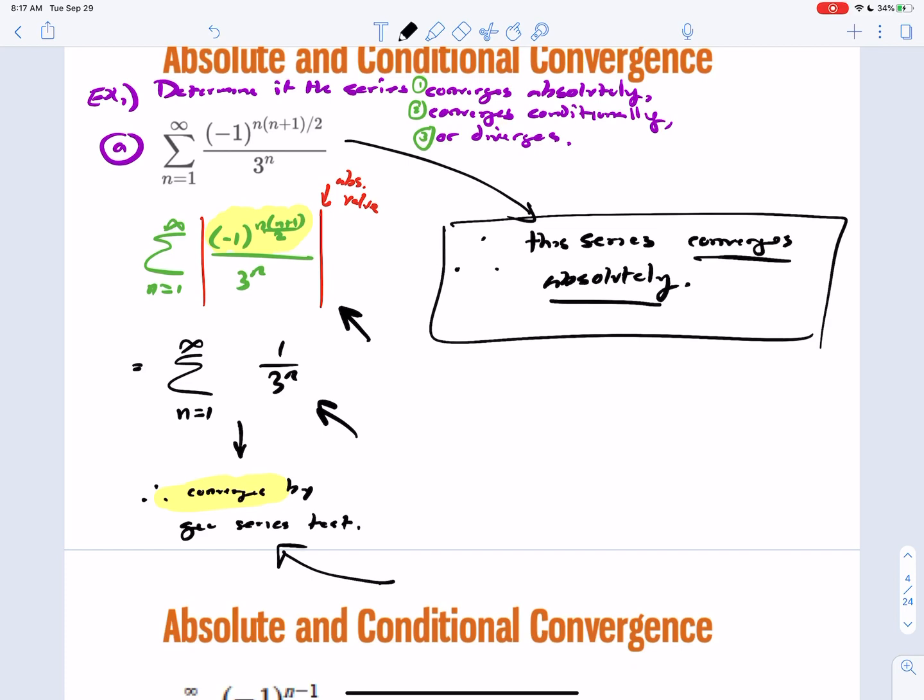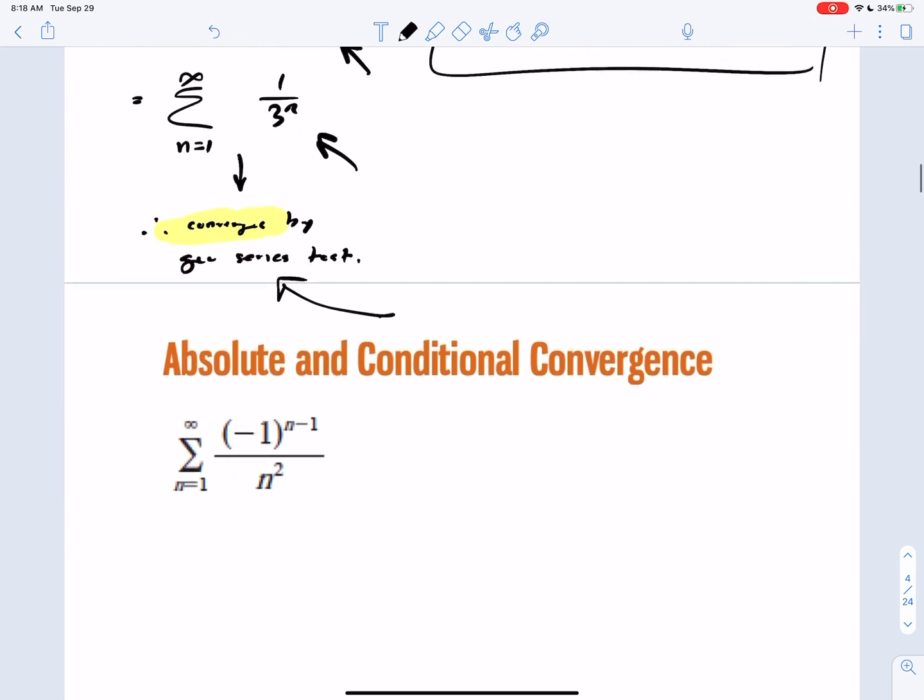Now, if you took the absolute value of your series, and you find out that the new series does not converge, then it does not converge absolutely. And then we move on to our next step. But you will see it as we do a couple more.